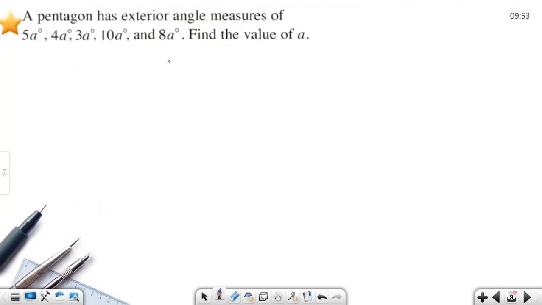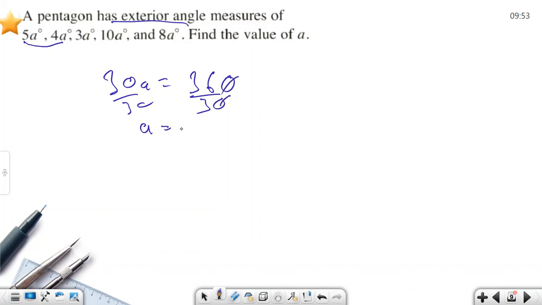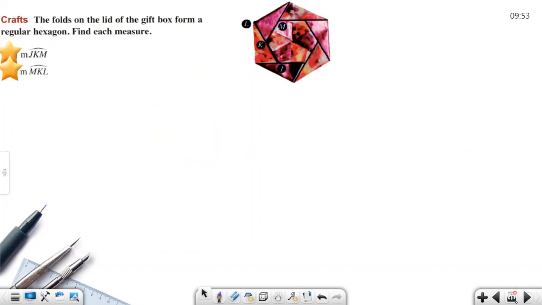This is another example. A pentagon has exterior angle measures of 5A, 4A, 3A, 10A, and 8A. When you add all of them, 9, 12, 22, 30, so 30A equals, because we are talking about exterior angles, when you add all of them, it's always 360. A equals, when you divide by 30, cancel the 0, 36 divided by 3, 12. So A is equal to 12. We found the value of A.